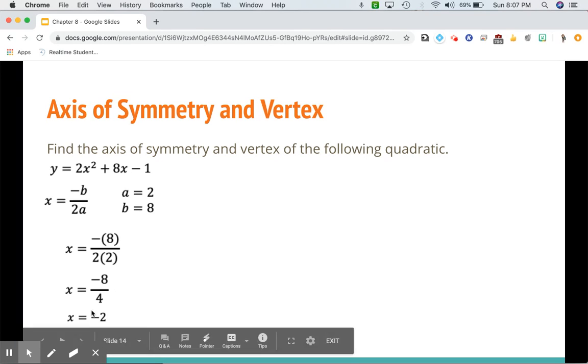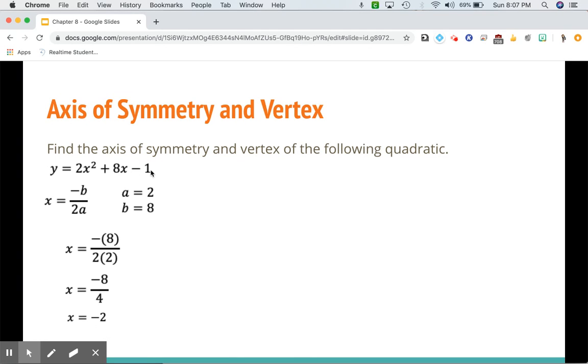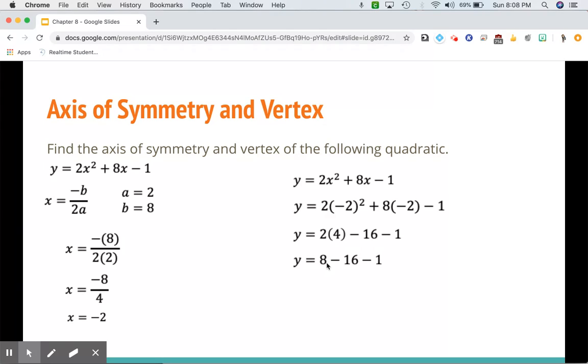So to find the vertex, you're going to take that x value and you're going to plug it into the original equation given. And you're going to plug it into both x values. So you're plugging negative 2 in for both x values. And what we're going to do now is simplify. So remember, exponents first. So negative 2 squared is really negative 2 times negative 2. And then multiply 8 times negative 2. So again, negative 2 squared is going to give us that positive 4. Now we're going to multiply that positive 4 times 2, and what we're really looking at is 8 minus 16 minus 1, which is y equals negative 9.